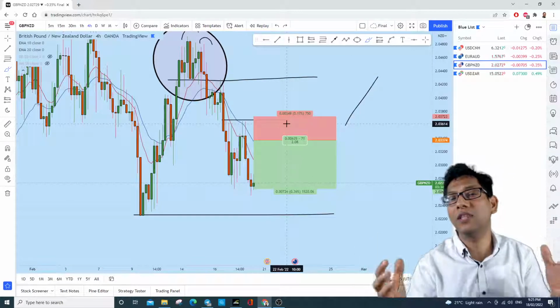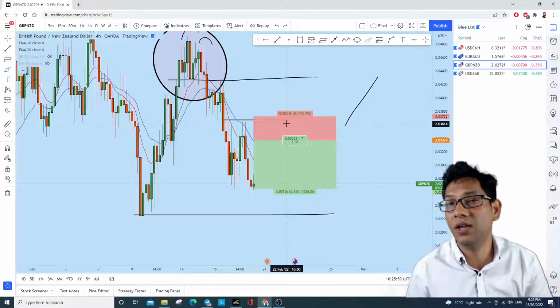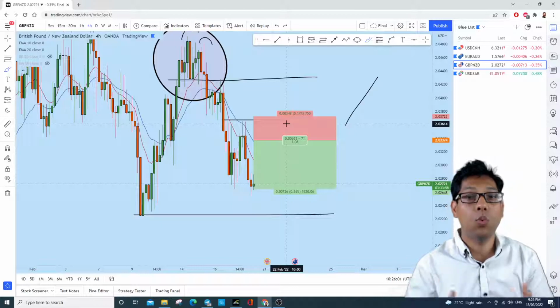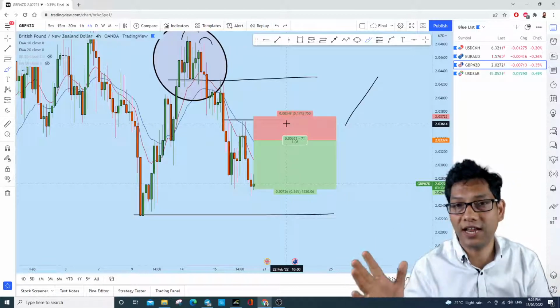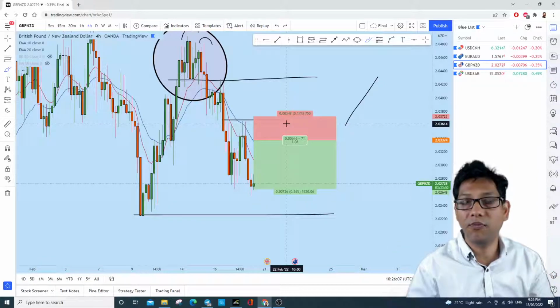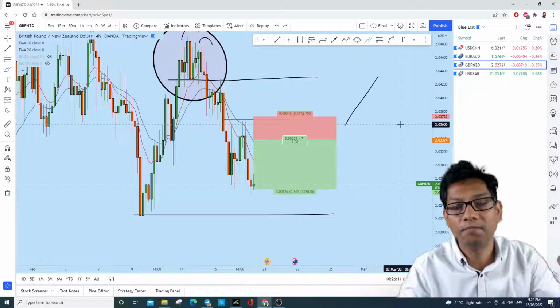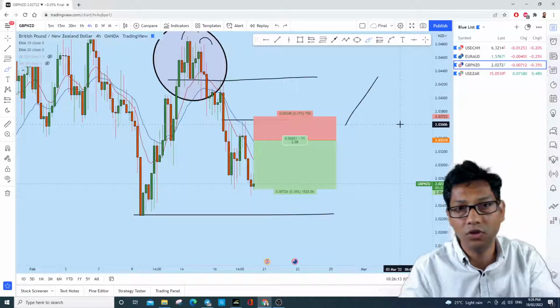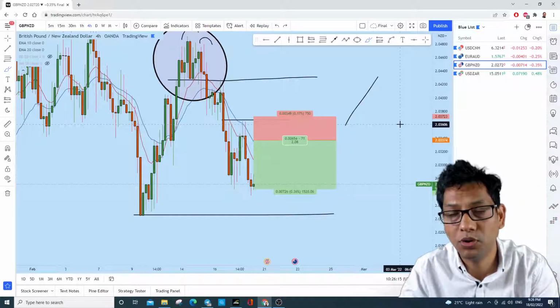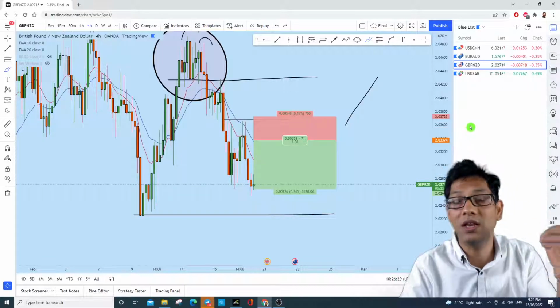I could hold that trade, but as you know, this is the weekend, and in the new trading week there could be a widening in spread. I don't want to keep my trade at risk. I have already made double profit, so I closed that one. GBPNZD worked out very well. You can watch yesterday's video to see how I put the trade setup. Today's video gives you the result. That's how you can learn.